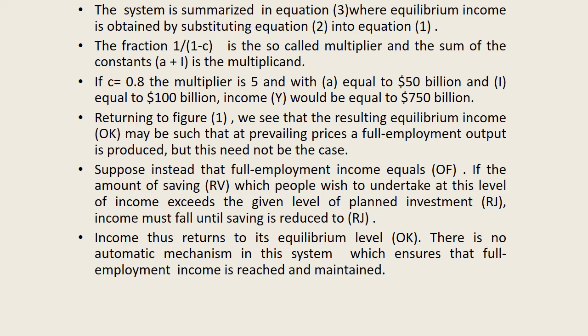The final result of the model is that we can obtain income by substituting equation 2 into equation 1. Another important point we should know is that the fraction 1 over 1 minus c is called the multiplier, and the sum of the constants a plus I is the multiplicand. The expression 1 over 1 minus c is the multiplier, and the expression a plus I, the autonomous consumption plus the autonomous investment, is called the multiplicand, the quantity that is multiplied by the multiplier.